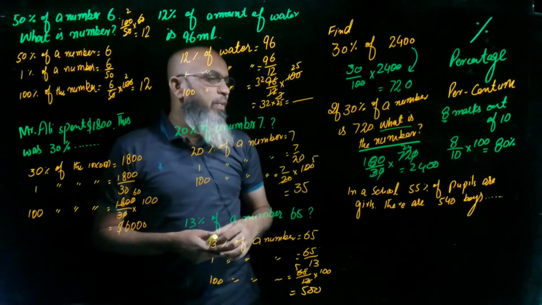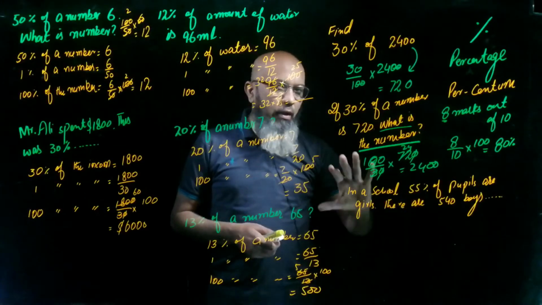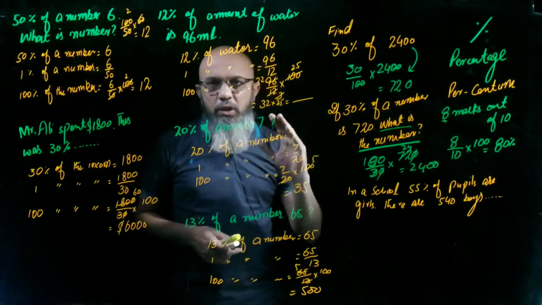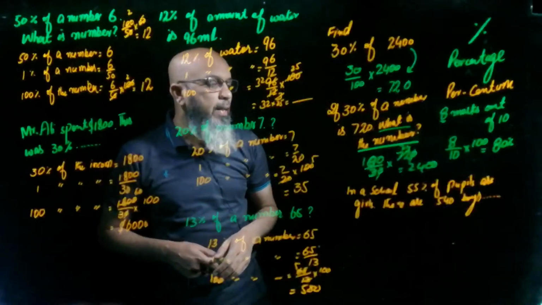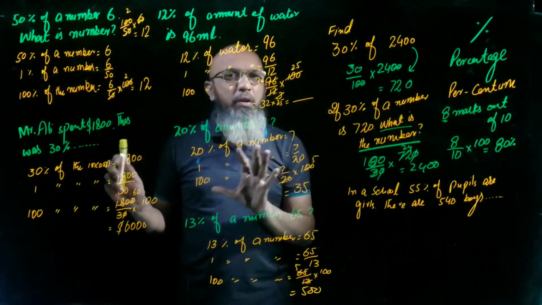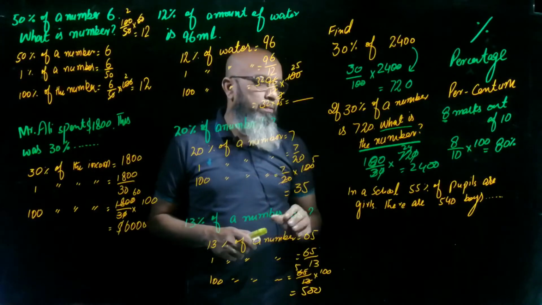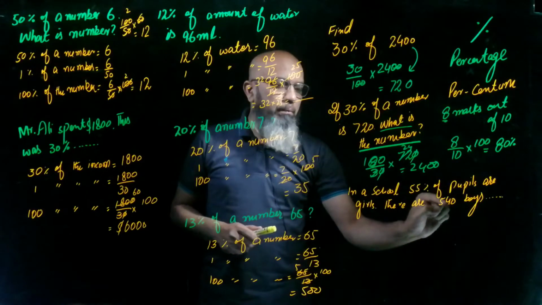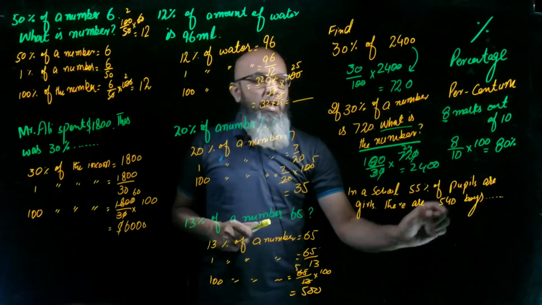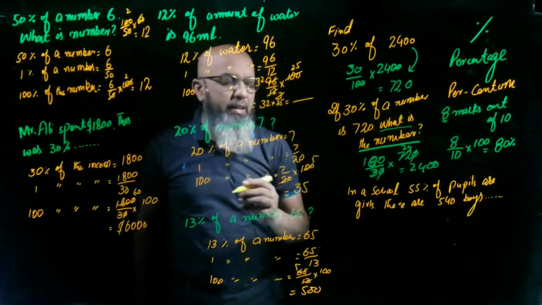So come here. In a school, 55% of pupils are girls. There are 540 boys. Okay. Now just look here. We have to find the total strength of the school, yes, the total number of students. These are questions from your textbook. You can find this question in your textbook in the unit of percentage. So 55% of pupils are girls, but the number of boys is given to you.